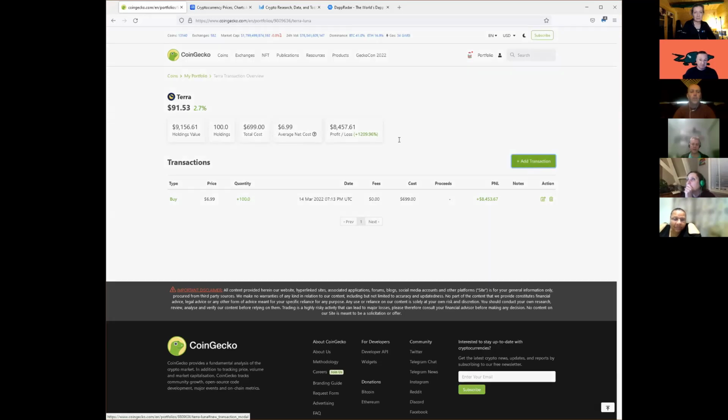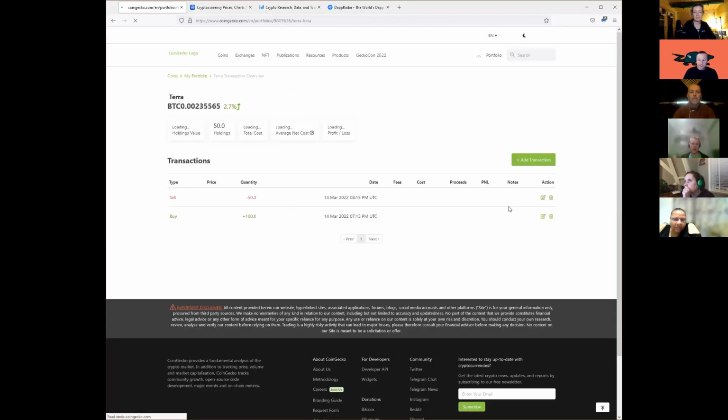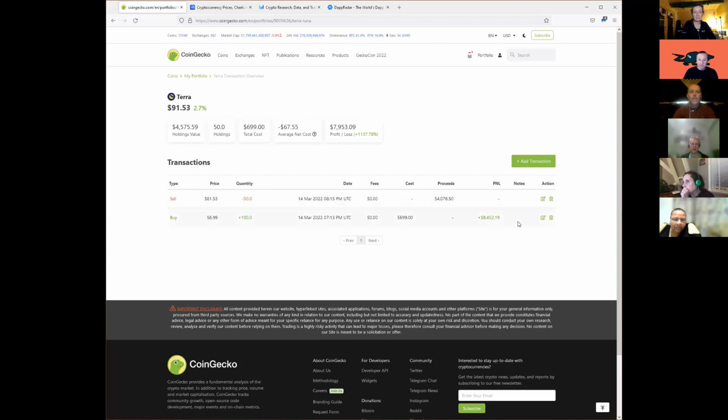And if you sell some, you can add a transaction and put what you sold it for, and it will add that and then show your overall balance on top of that. So it's a really, really good way of tracking your portfolio, and you can see what you end up holding and so on.